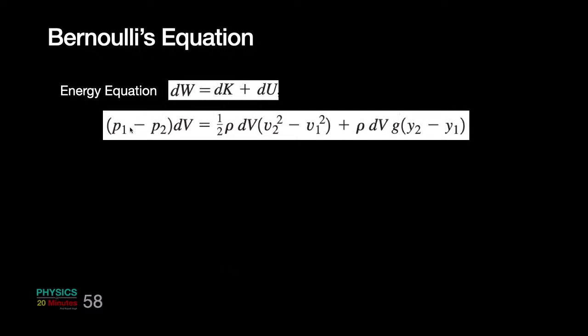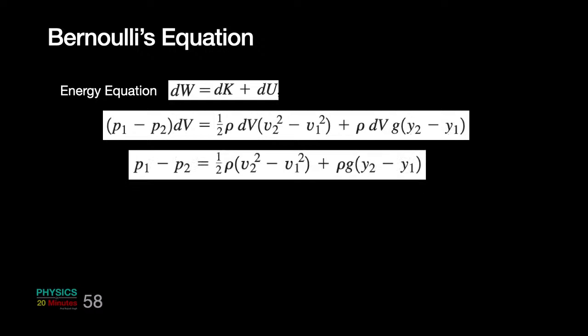So the work done was P1 minus P2 into dV, and dK is half rho dV times V2 square minus V1 square, plus rho dV g times y2 minus y1. I can cancel out dV at all places and it will get simplified quickly. Then I can take all the terms with suffix 1 together: P1, V1 and y1. Remember, these two are negative; when they go to the left side, they will become positive. P2 is negative, it goes right and it becomes positive. V2 and y2 are positive.